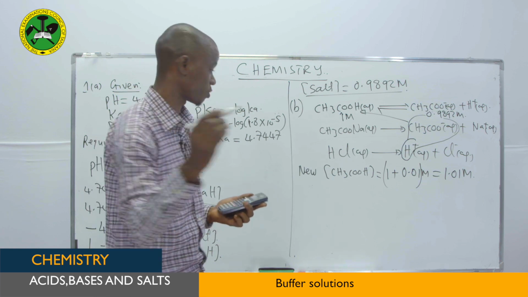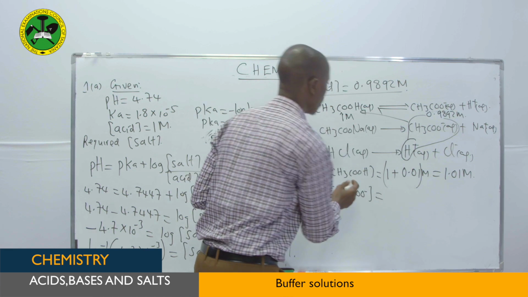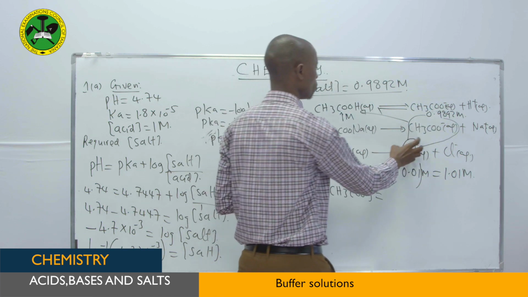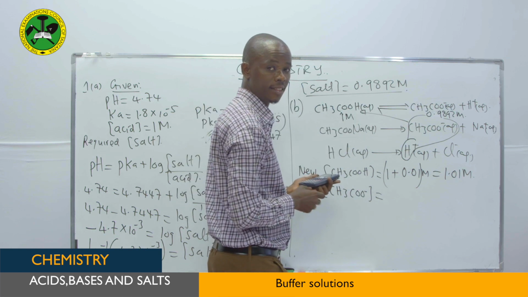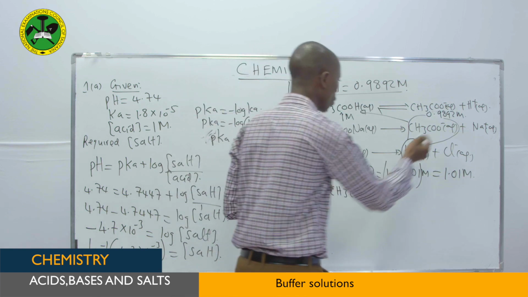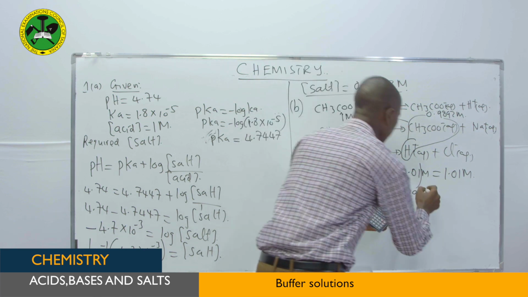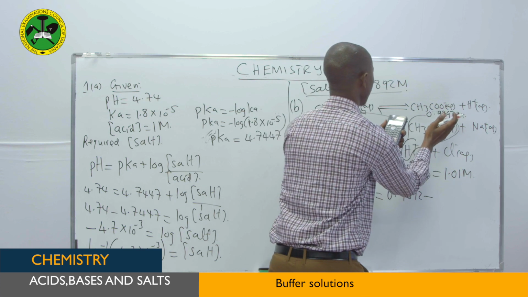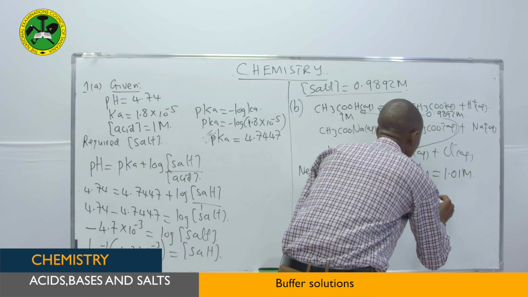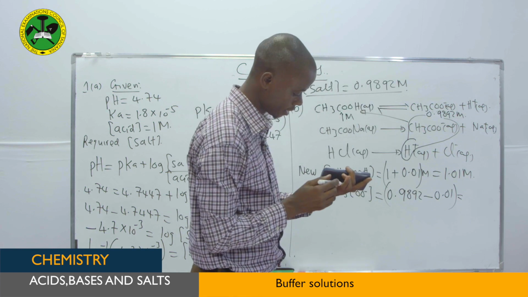How about the concentration of the salt? Concentration of the salt here. Now, this is the salt, acetate ion. Because it will be used to combine to produce the acetic acid, that means it will be decreased by the same factor of the acid which is added. So, if originally we had 0.9892, that means this will decrease by the amount that is added because they have been combined to make the acetic acid. So we subtract with that amount of acid which is added, 0.01. What are we going to get? Now we can use your calculator there.